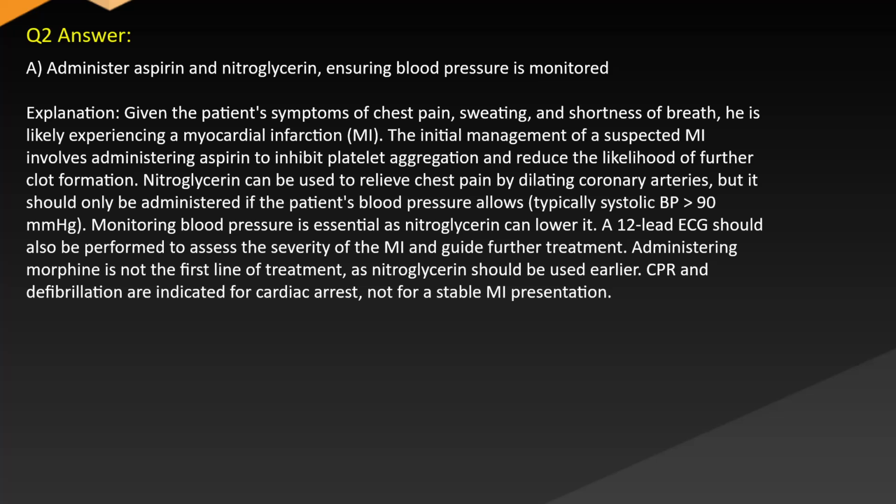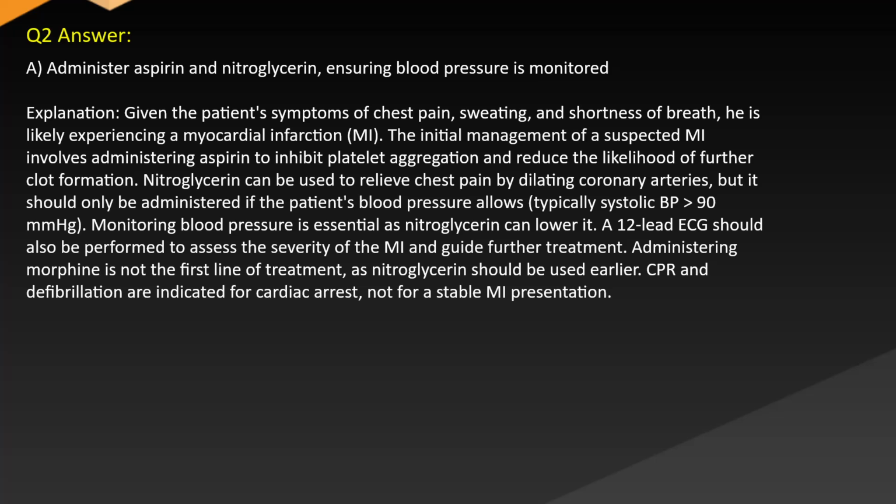the patient's blood pressure allows, typically systolic above 90 mmHg. Monitoring blood pressure is essential as nitroglycerin can lower it. A 12-lead ECG should also be performed to assess the severity of the MI and guide further treatment. Administering morphine is not the first-line treatment, as nitroglycerin should be used earlier. CPR and defibrillation are indicated for cardiac arrest, not for a stable patient.